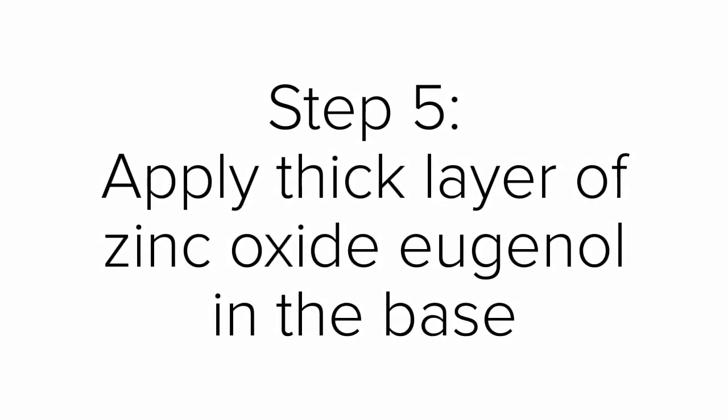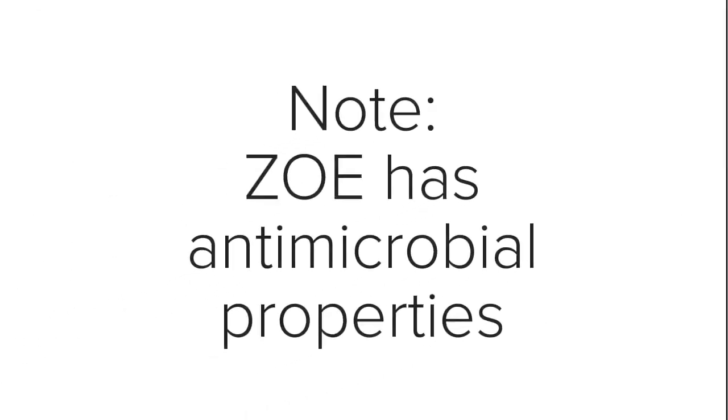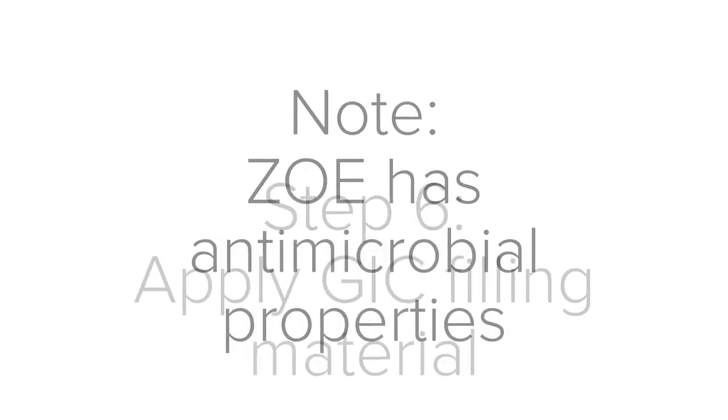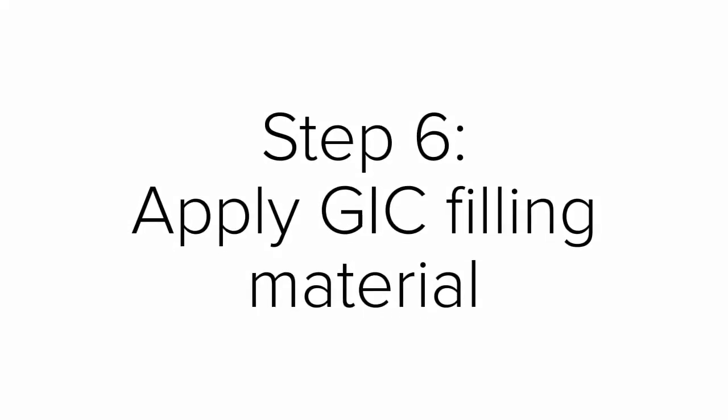Once you are done and the case is indicated for pulpotomy, you need to apply a thick layer of zinc oxide eugenol in the base. A thick layer, not a thin layer. The zinc oxide eugenol has antimicrobial properties, which means that it will prevent the bacteria traveling down into the radicular pulp, so that no bacteria will reach the radicular pulp and it will stay healthy as it should be. Step number 6, you need to apply a GIC filling material.